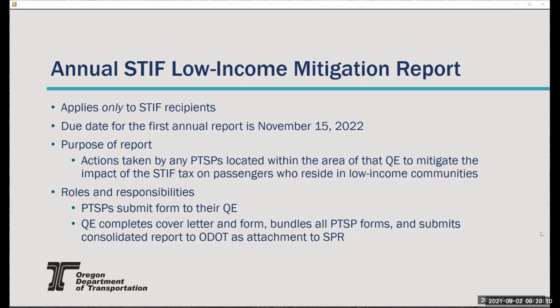So after the PTSPs send in all of their mitigation forms to the appropriate QE, the QE bundles those, completes their own form, completes a cover letter that is provided, and submits it as an attachment to their SPR every fourth quarter. And of course, program staff and RTCs are available to answer any questions on this reporting requirement.